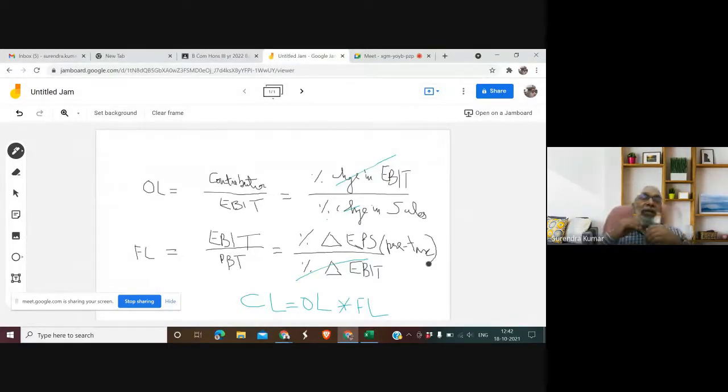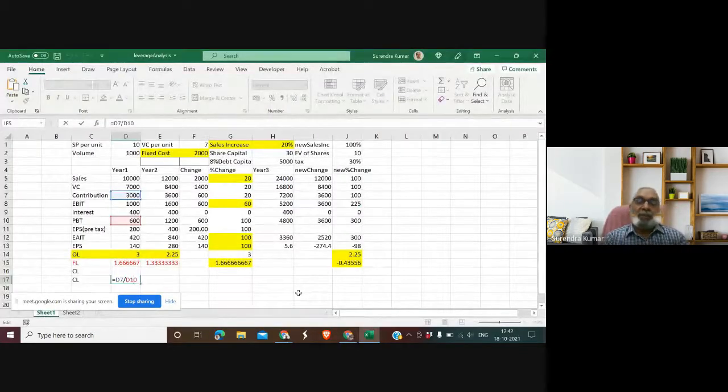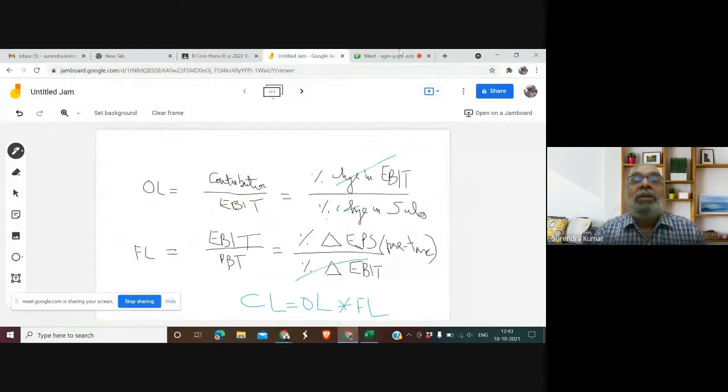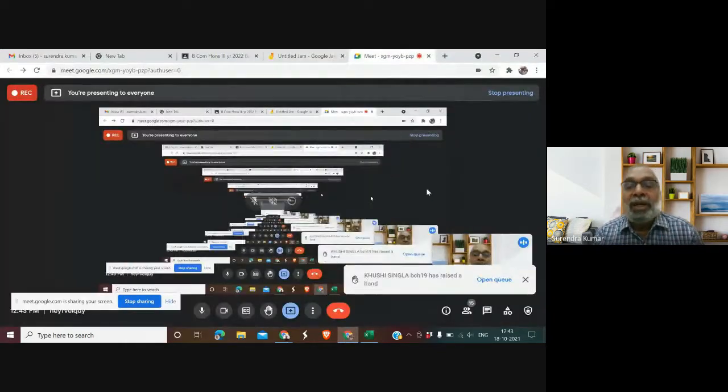Why do we look at it separately, and why do we combine it later? We calculate operating leverage separately and financial leverage separately, and then we calculate combined leverage. What is the justification of doing that? Why don't we calculate combined leverage directly? Is my question. Yes, anybody who can answer? Are you writing in the chat box? You can unmute your mic and tell.